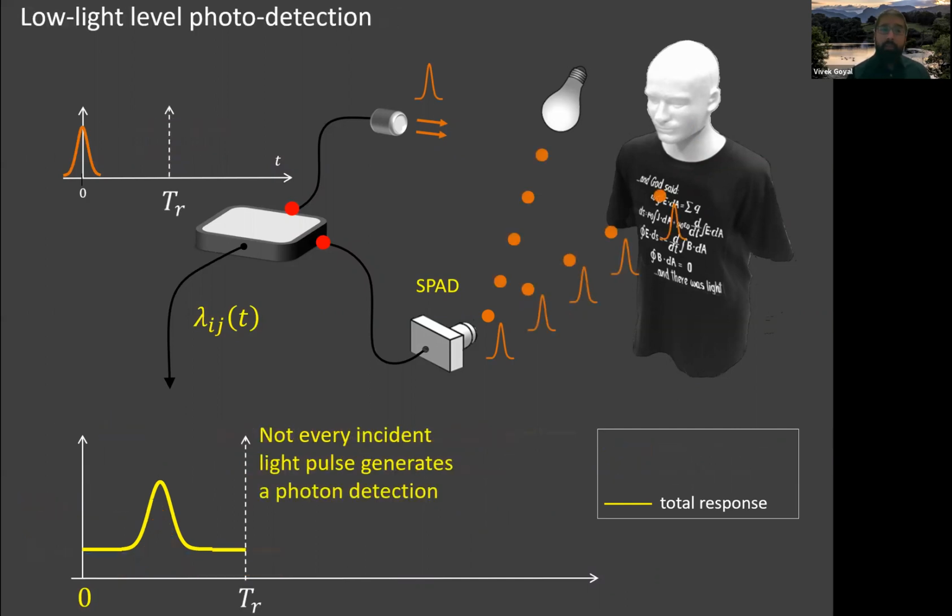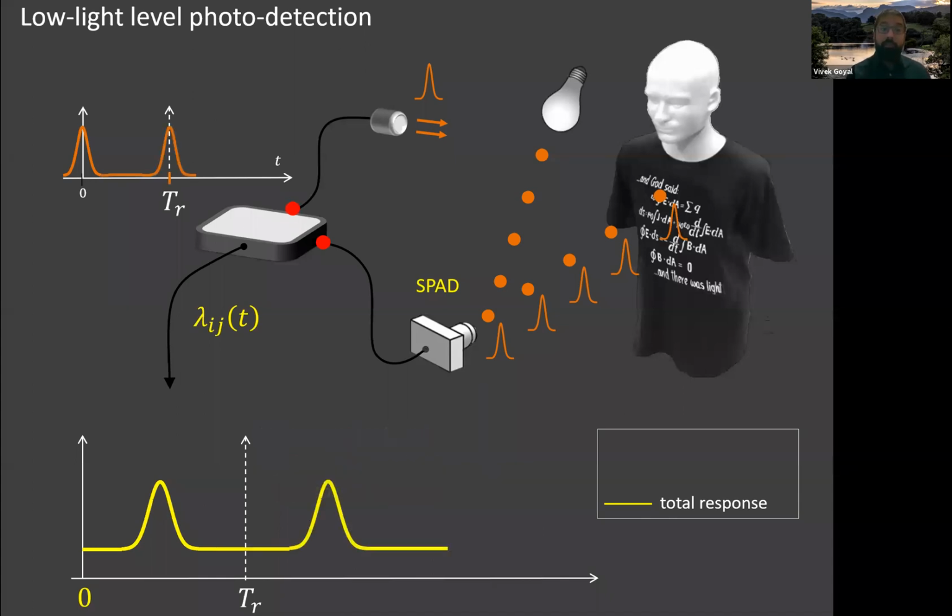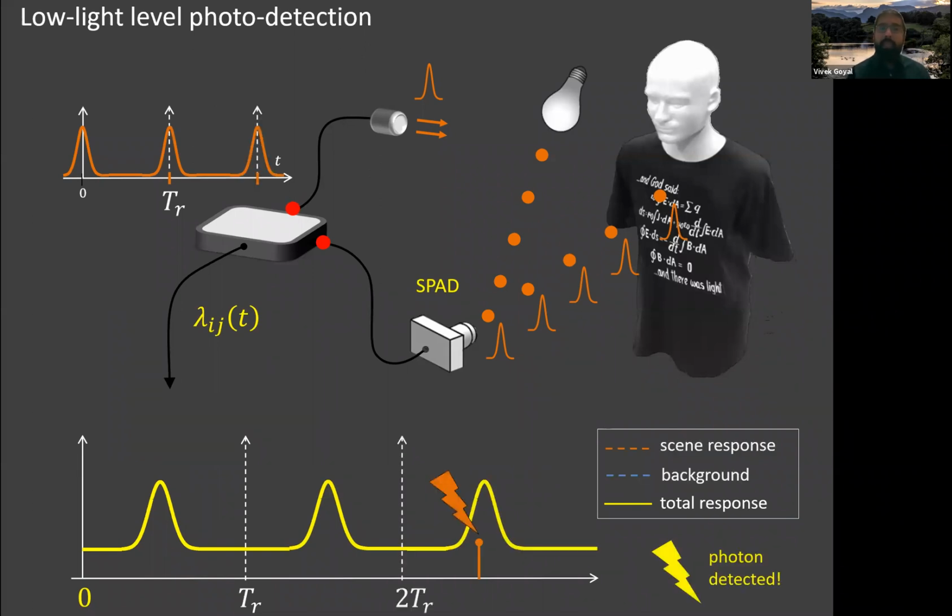Not every incident light pulse generates a photon detection. Suppose there's no detection from the first illumination repetition period. There may be no detection in the second period as well. And then suppose there's a detection in the third period. Here that detection is shown at a relatively likely time where the yellow flux waveform is high, so the detection is colored orange as if we know that it's from the scene response.